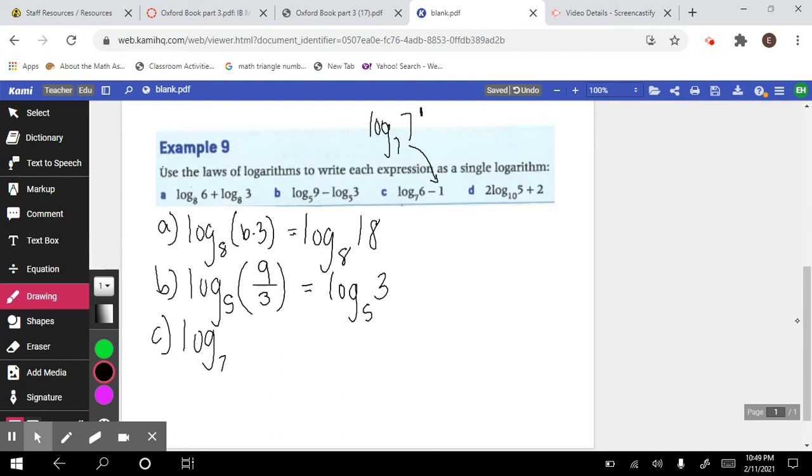So we have 6 divided by 7, which doesn't reduce any further. So that's kind of the furthest it can go.